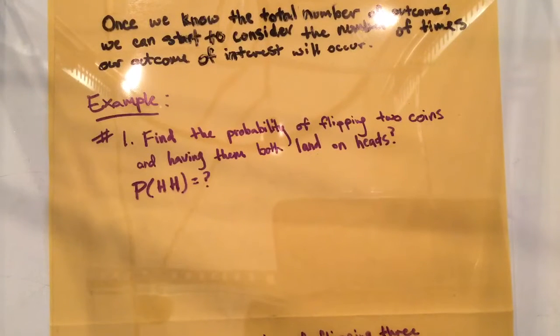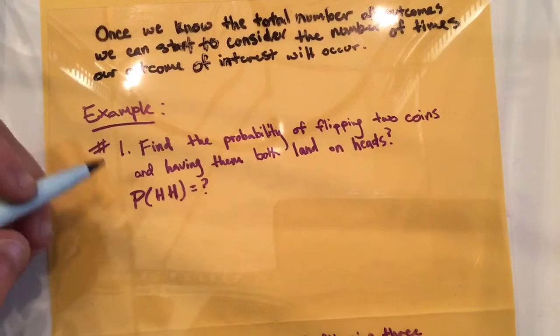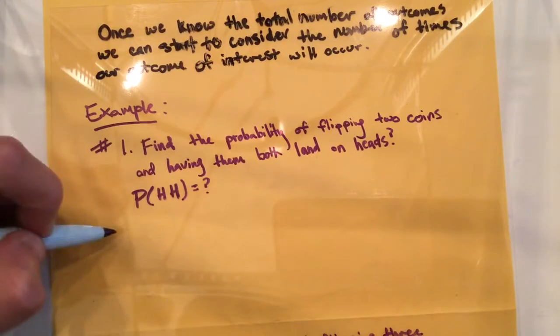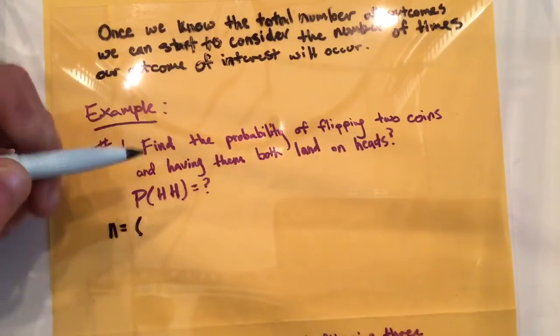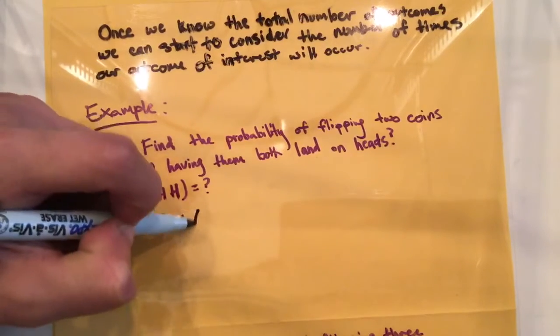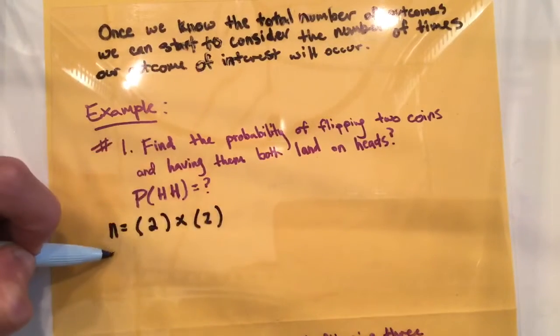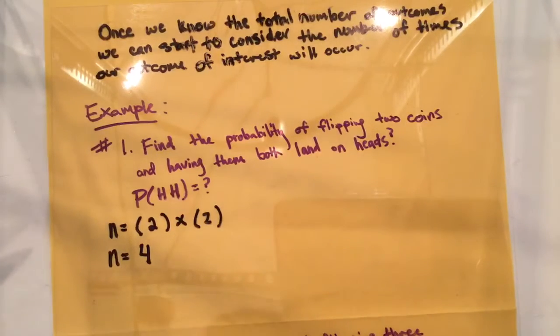Alright, so first we are going to find the probability of flipping two coins and having both of them land on heads. Just like in our previous examples, we need to first determine the total number of possible outcomes. So here, n is the total number of possible outcomes. Our first coin flip has two possible outcomes. Our second coin flip has two possible outcomes. And so here, n equals 4. So we have 4 total possible outcomes.